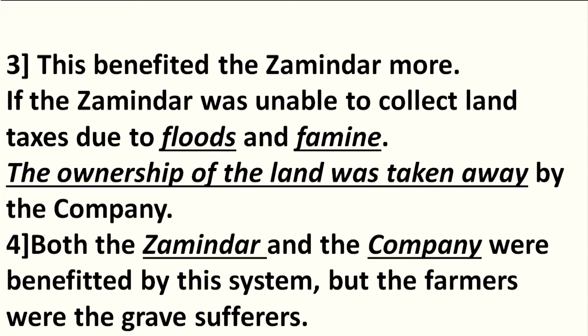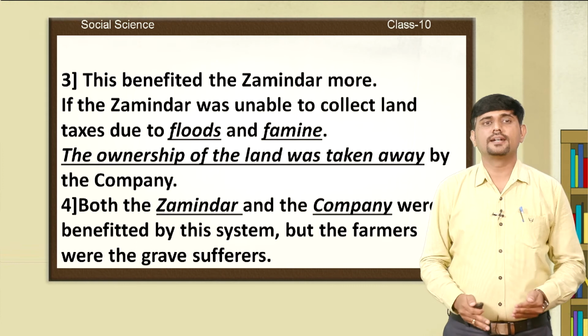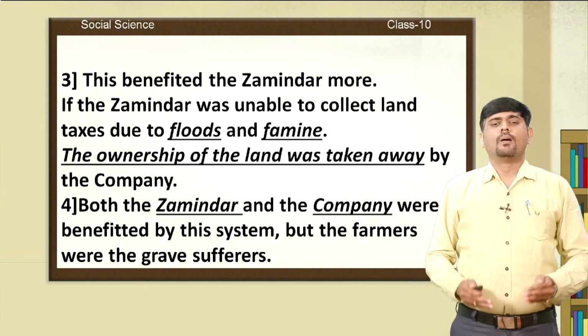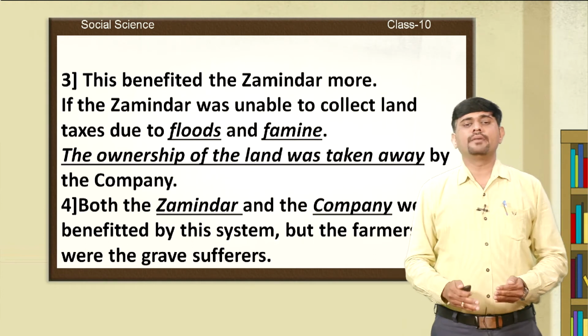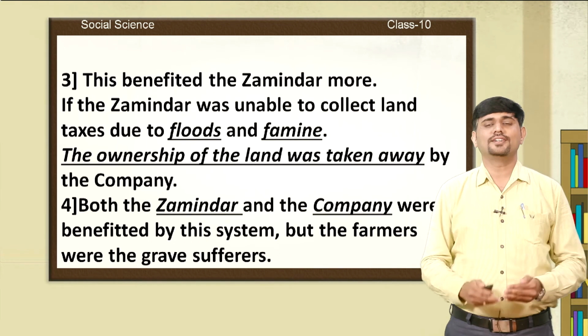When the Zamindars were unable to pay the land taxes to the British East India Company, according to the law, the ownership of the land was taken away by the Company. The Company could confiscate the land of the Zamindars. Both the Zamindar and the Company benefited from this system, but the farmers were the grave sufferers.